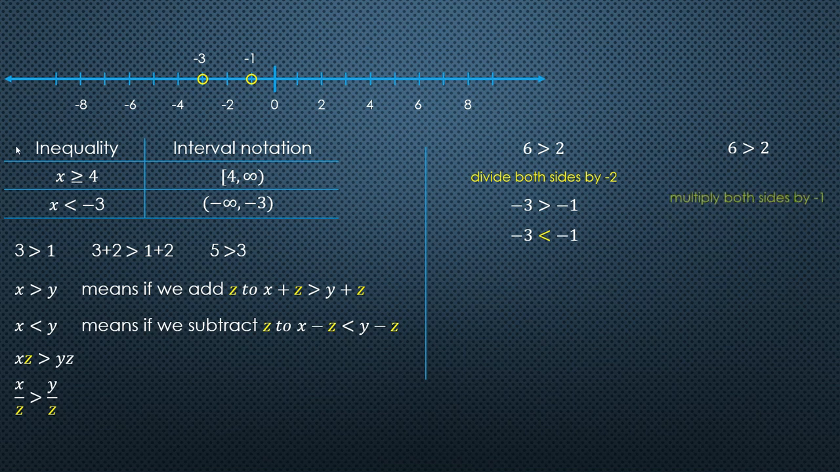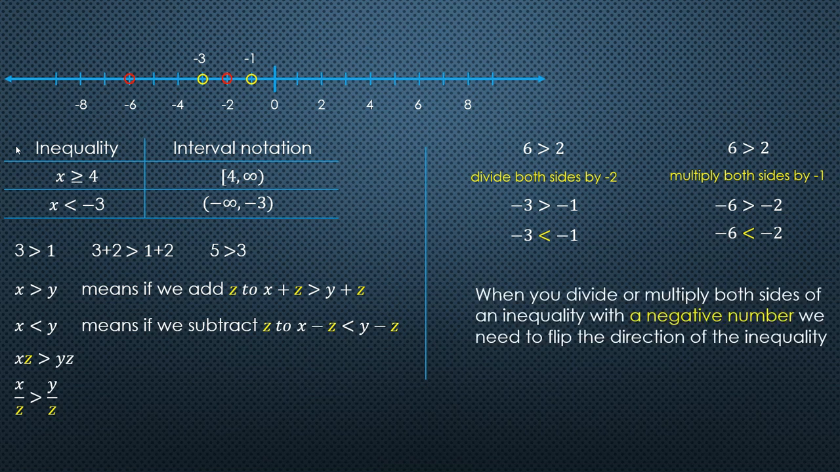The same applies to multiplication by a negative number. We get negative 6 is greater than negative 2. Looking at the number line, this is not true. Therefore, we flip the sign to show that negative 6 is actually less than negative 2. In summary, when you divide or multiply both sides of the inequality by a negative number, we need to flip the direction of the inequality.